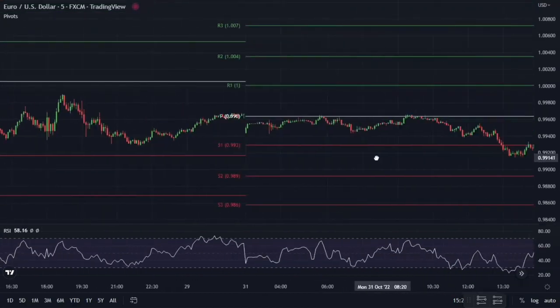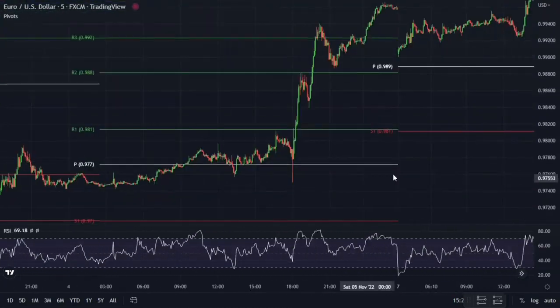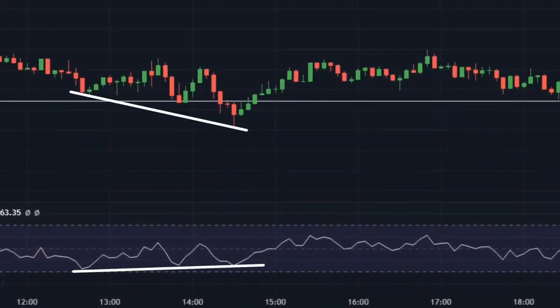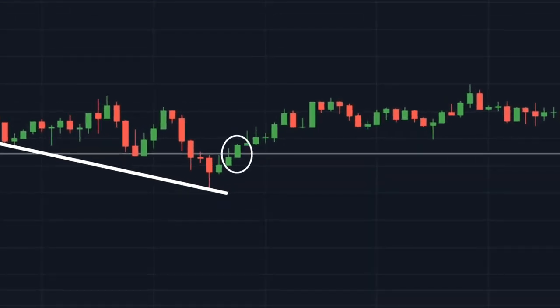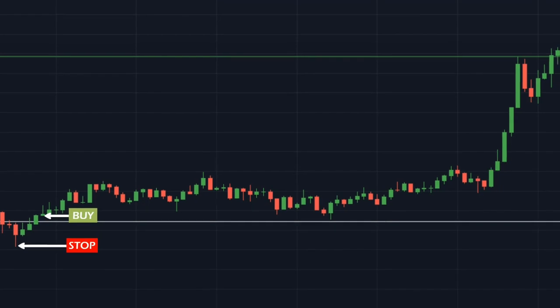Let's look at another example. A bullish divergence was formed here at the pivot point P, and the price rallies back above the pivot point and closes above it. We will open a long order at the open of the next candle, and our stop loss will be at the most recent swing low, and our first target will be at the next pivot level R1.